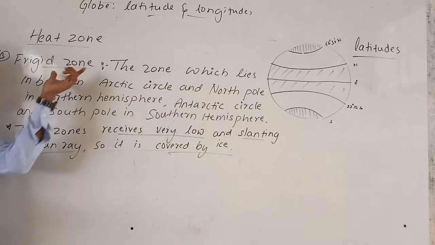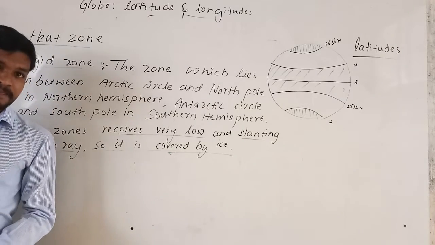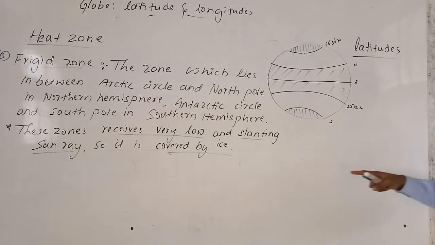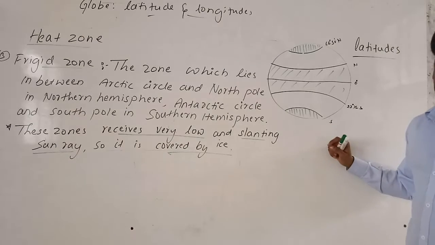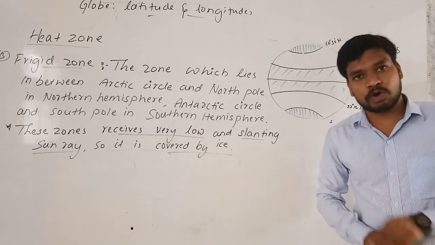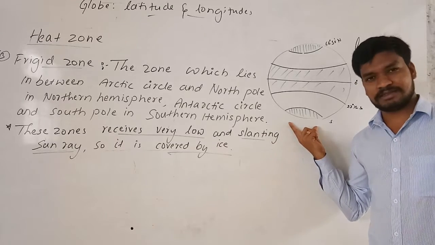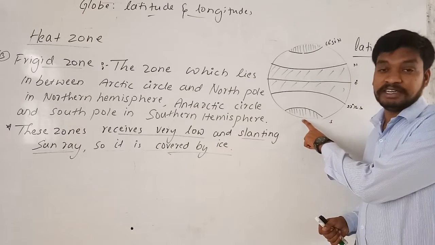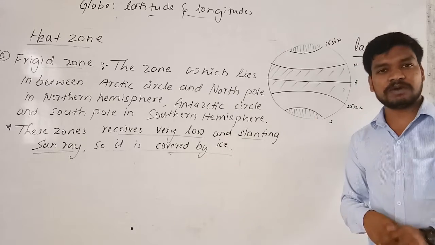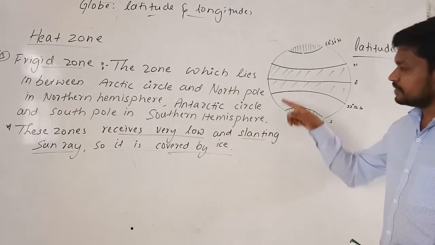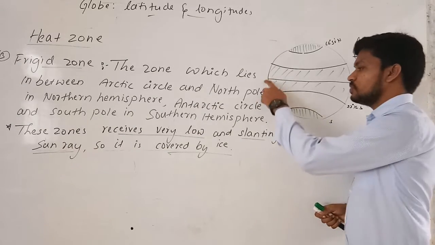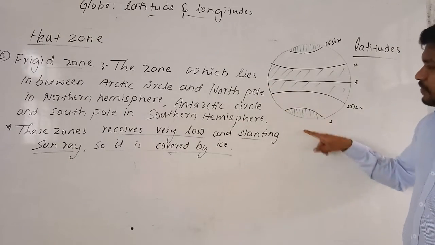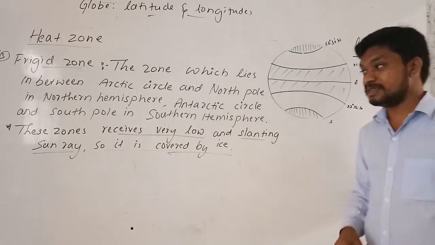Further, in this frigid zone we have two divisions. What are those? One is in the northern hemisphere, another is in the southern hemisphere. These are the two frigid zones, weather zones which receive very low temperature and are covered by ice. We can notice that here we have the highest value of latitude, between 80 and 90, but very low temperature. Here we have very low value latitudes, like 0, 1, 2, 3, up to 23, but very high temperature. So as the value of latitude increases, temperature decreases.